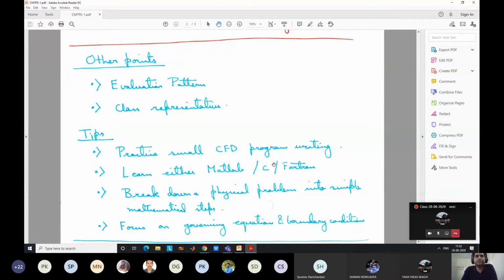So there are some small tips which I have outlined here. So CFD is all about practice. Okay, you cannot just go through the theory to learn CFD. Okay, it is different from the other courses that you have learned. It is not like a biology course or some other course like this. So here, unless you solve problems, you will not understand the intricacies of CFD.